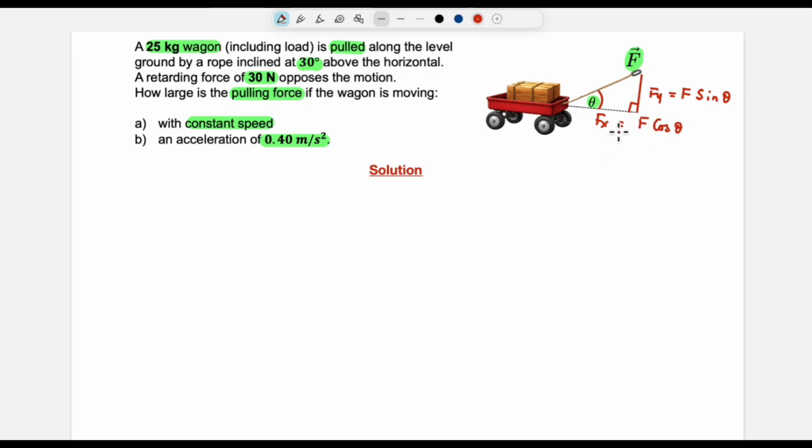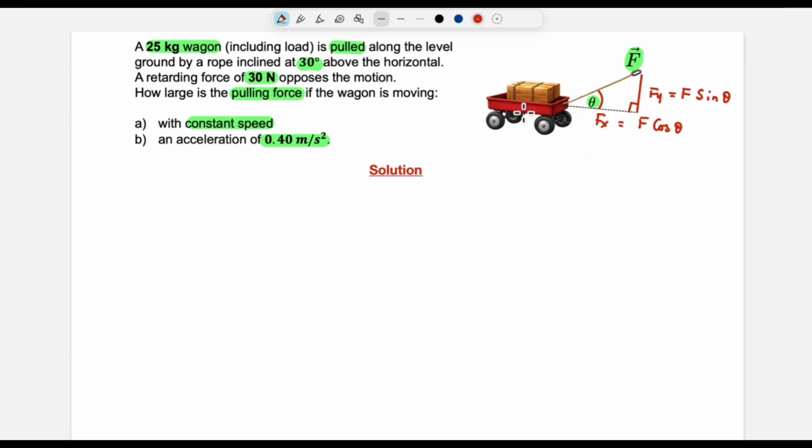So now we know this Fx and Fy. If we sum them vectorially, using the Pythagorean theorem, the length of Fx squared plus the length of Fy squared is going to be the length of F squared.